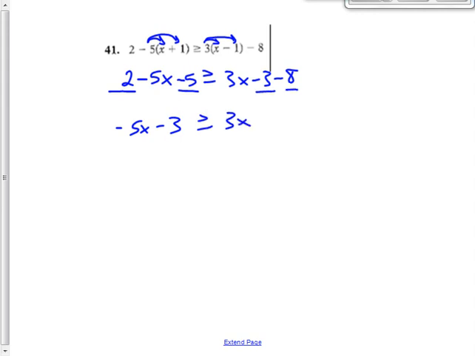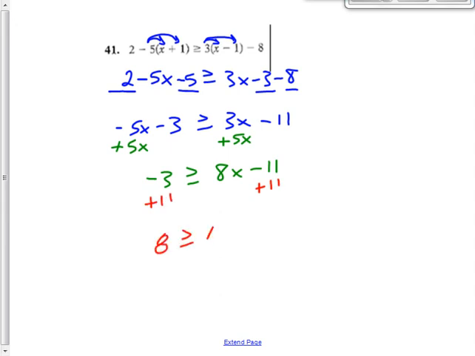Negative 3 minus 8 is negative 11. I've got variables on both sides. Here's where moving the smaller one is going to help you out. So I move the smaller one. Negative 3 greater than or equal to 3x plus 5x is 8x minus 11. Nice friendly equation. Add 11 to both sides. Gives me 8 greater than or equal to 8x. Divide by 8. And I end up with 1 is greater than or equal to x.